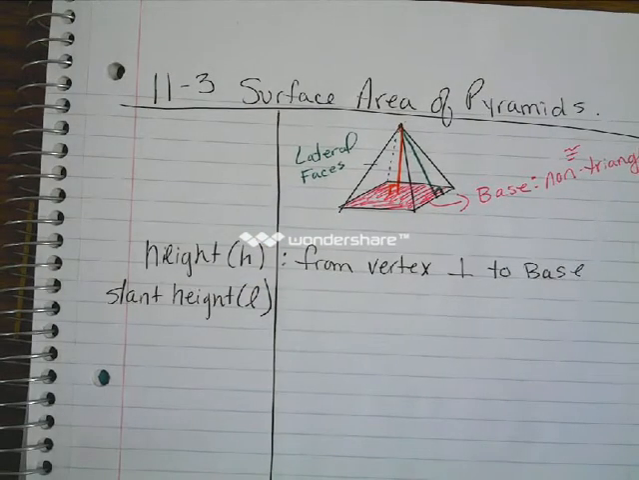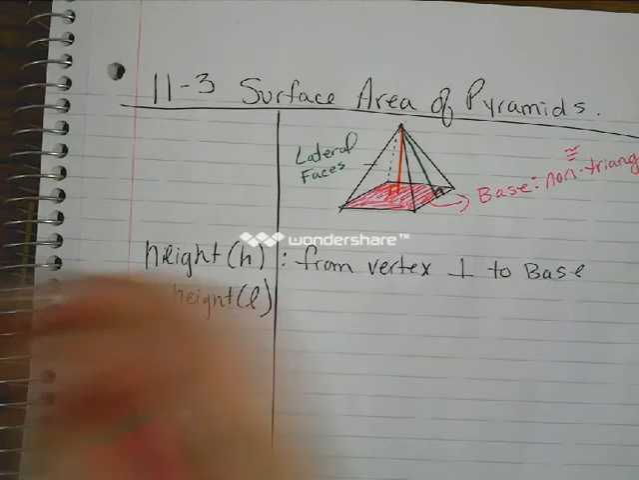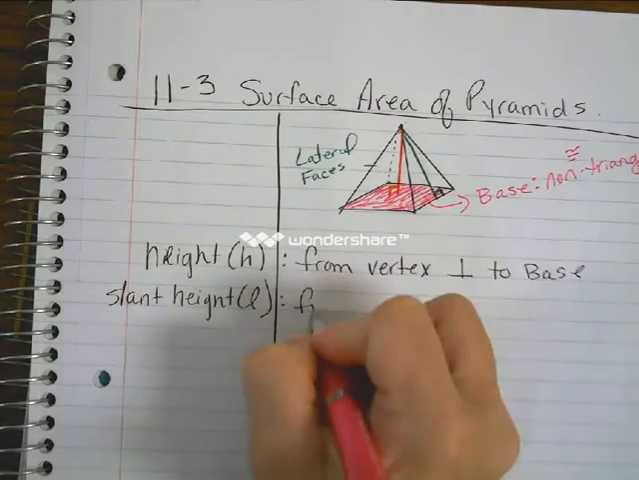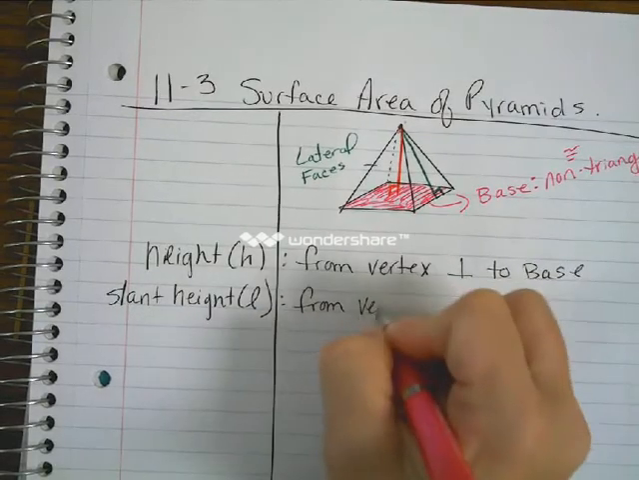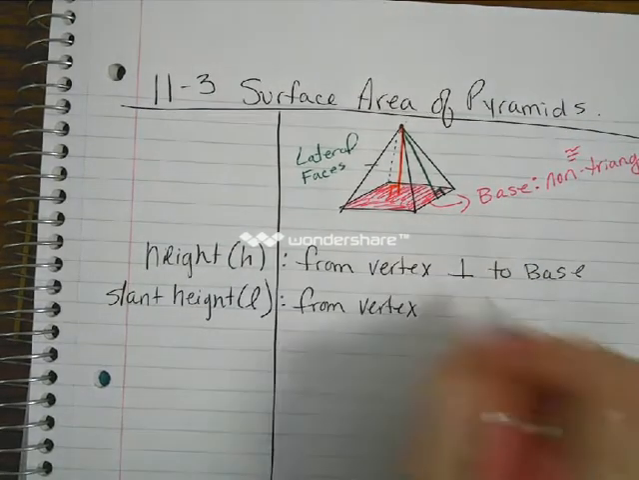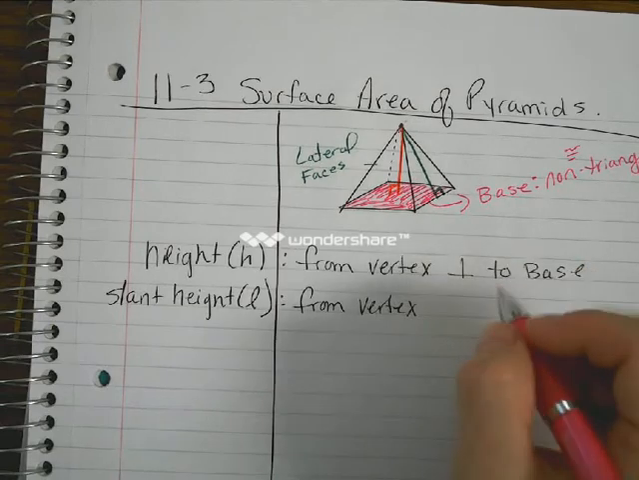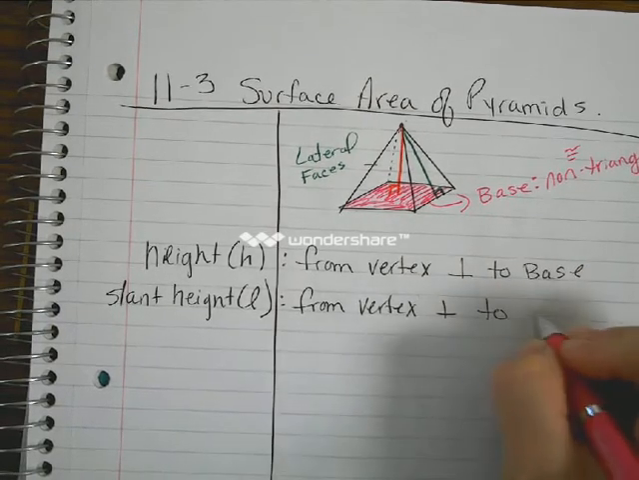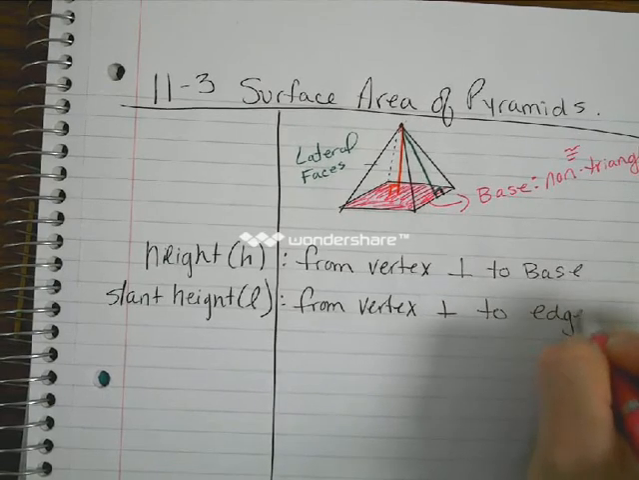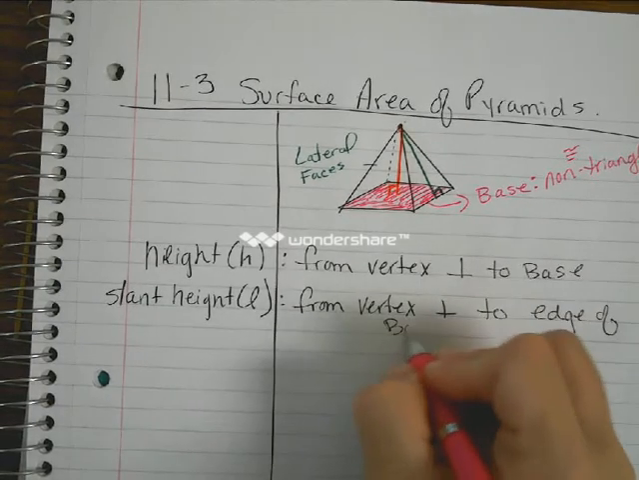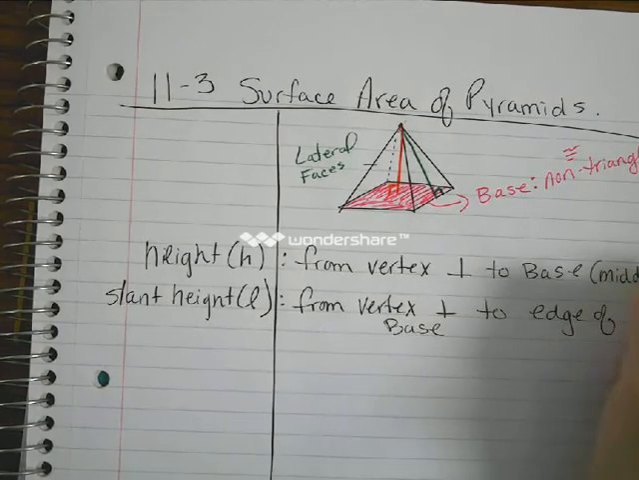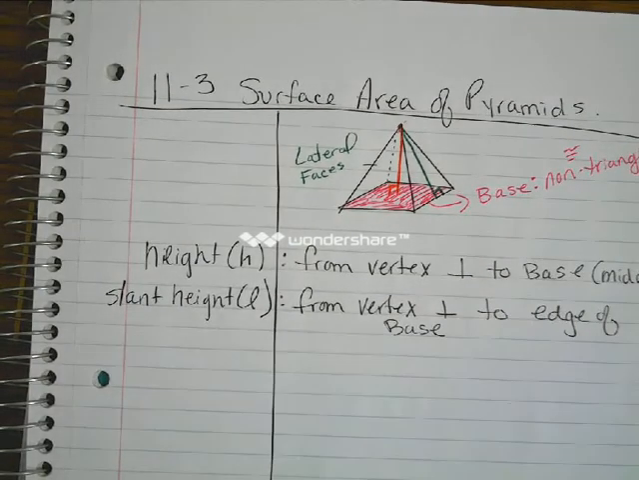Okay, and this is from vertex perpendicular to the edge of the base. So this one goes to the middle, this one goes to the edge. Another thing I talked about is we have triangles, lateral faces, remember?